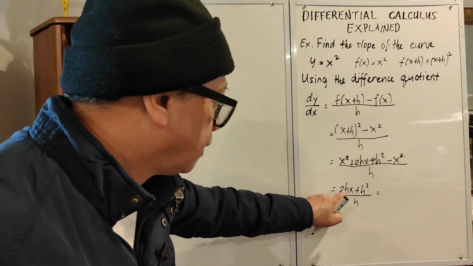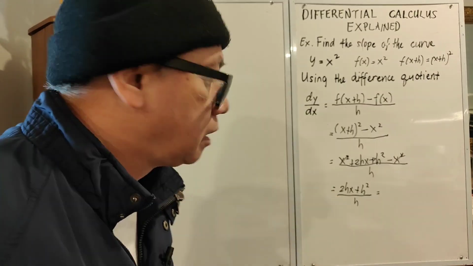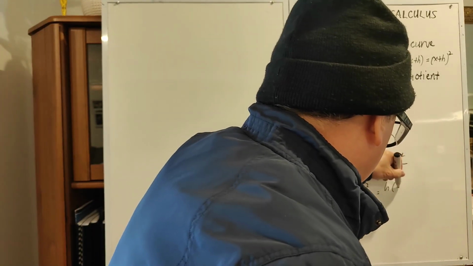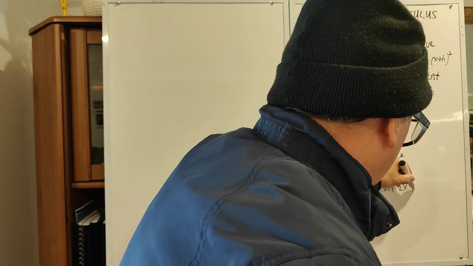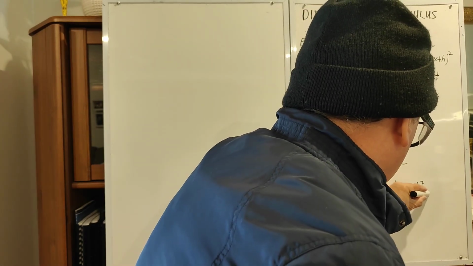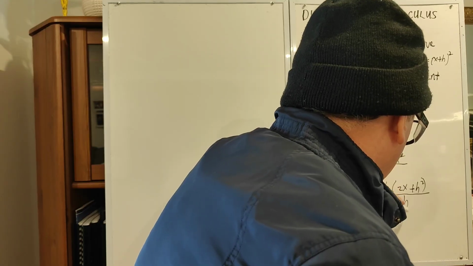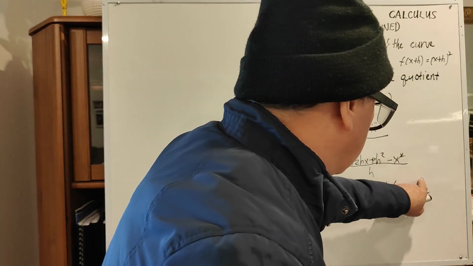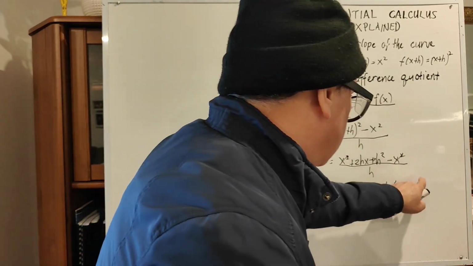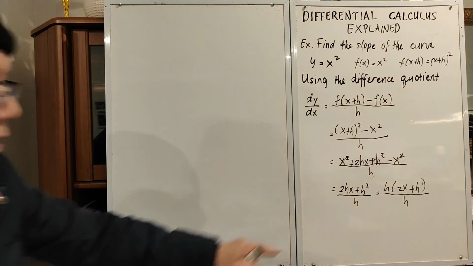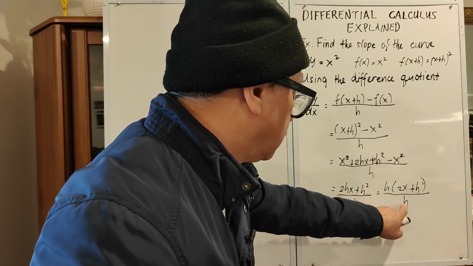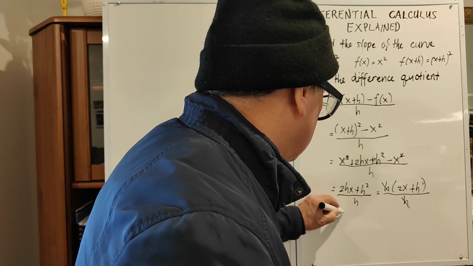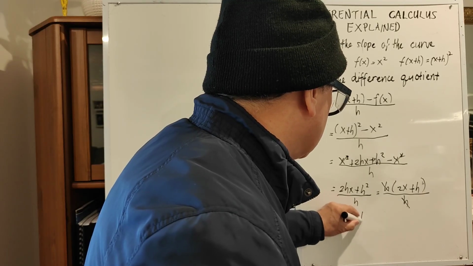Now we have h on both terms. We can factor it out. So we have h, and what we have left is 2x plus h, all over h. We factor out the h. Now this h in the numerator and h in the denominator, we can cancel out. So what we have left is 2x plus h.